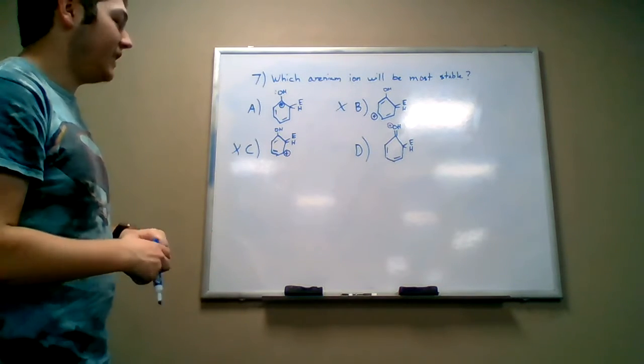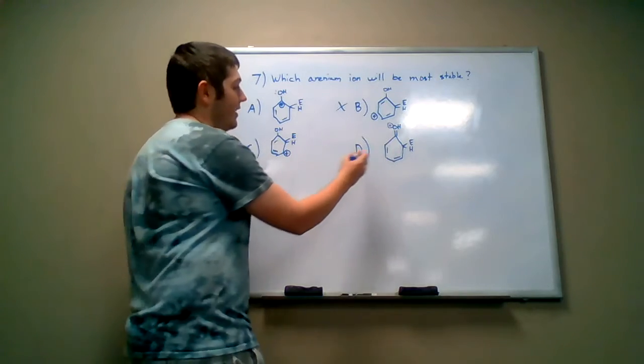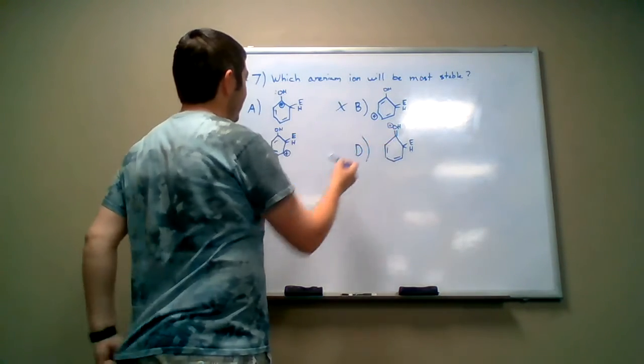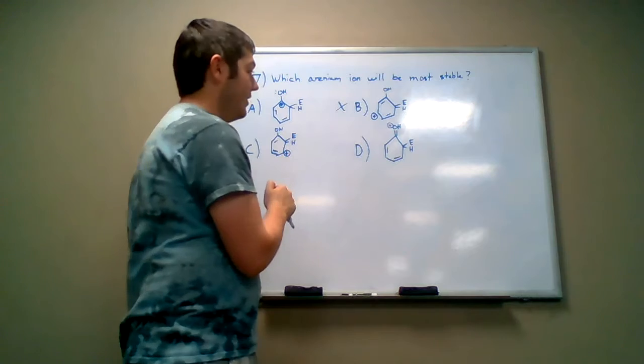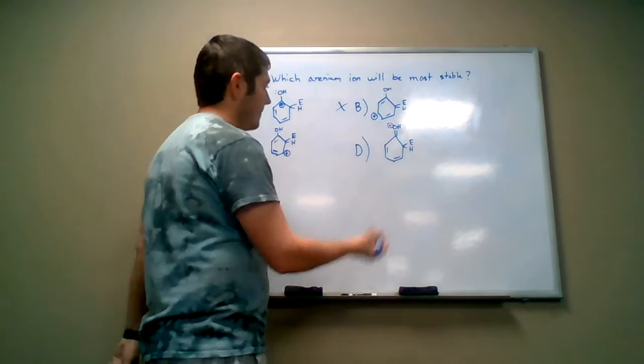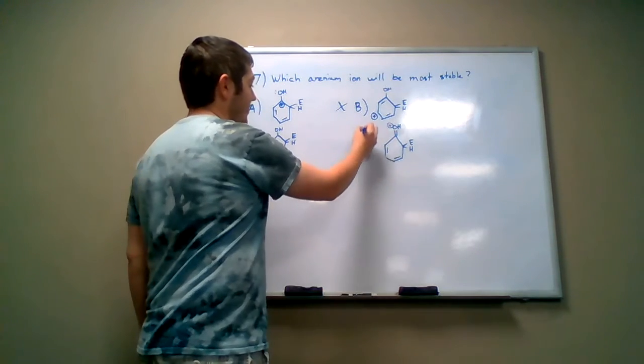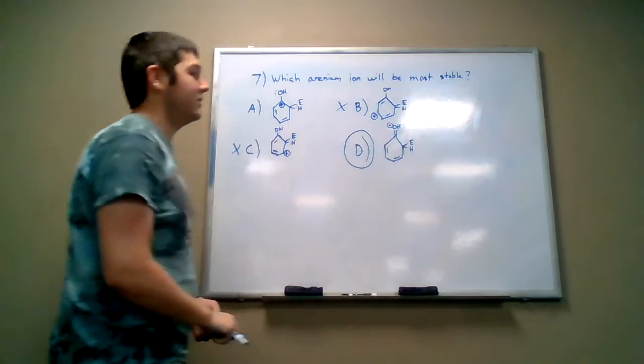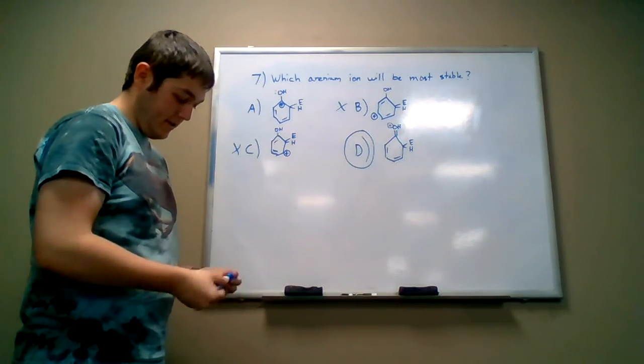However, the most stable group is going to be option D because of the resonance that the alcohol group has with the uranium ion. So this one, choice D, is going to be the most stable because of that.